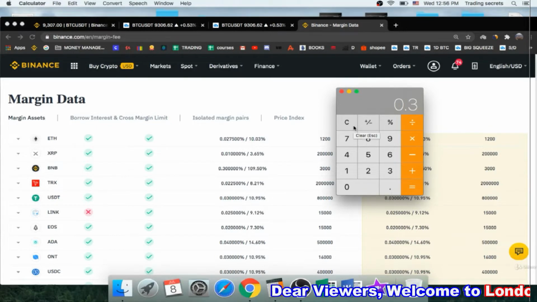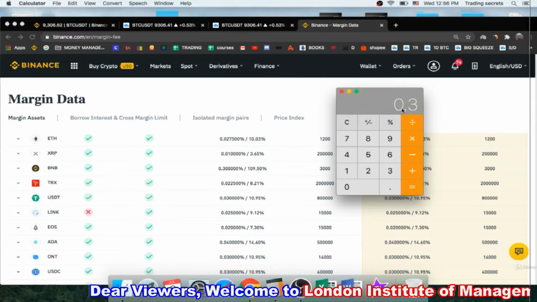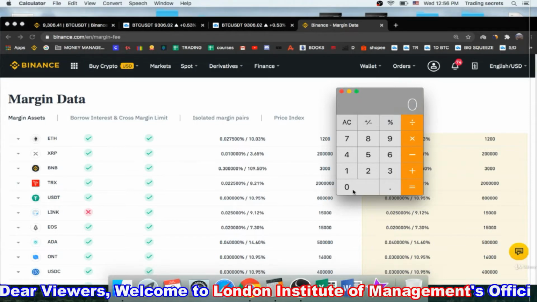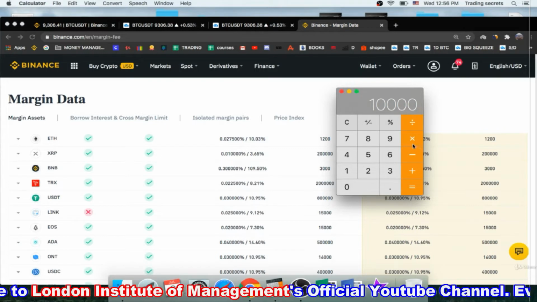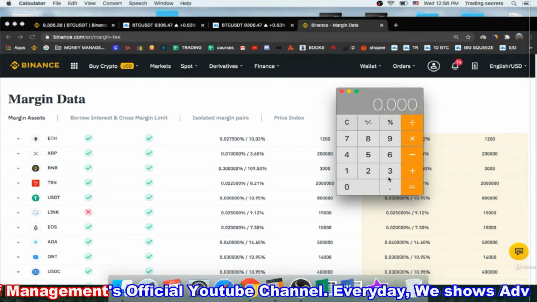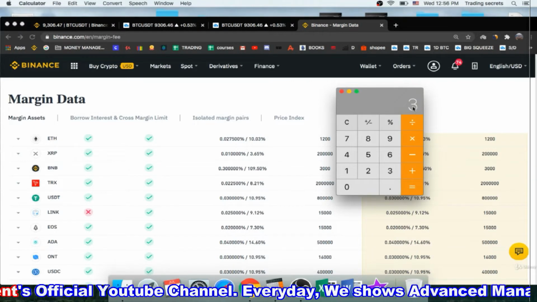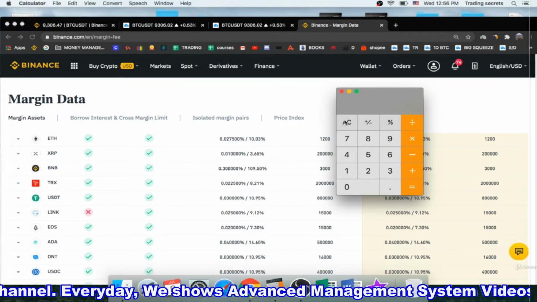It means that for $10,000 you will pay $3 a day. For $100,000 you will pay $30, right? Which is not that bad. Let me show you how to calculate it again. $10,000 multiplied by 0.0003 is $3, right? On a $10,000 that you borrow in one day, you will pay $3.